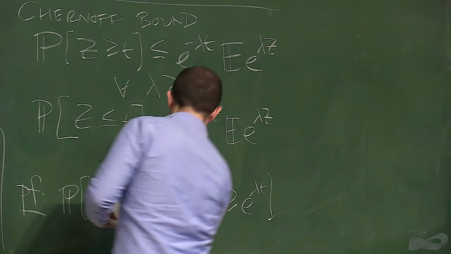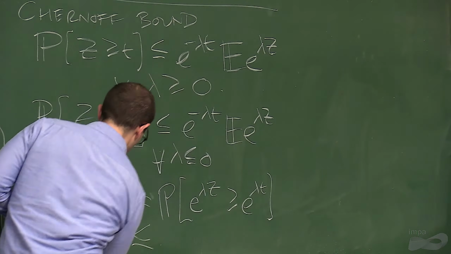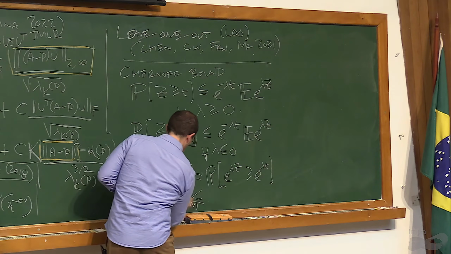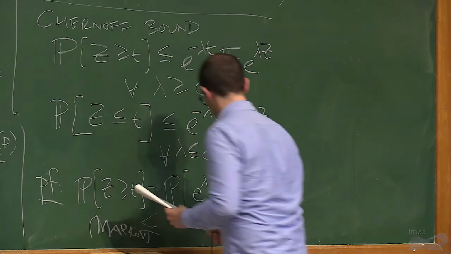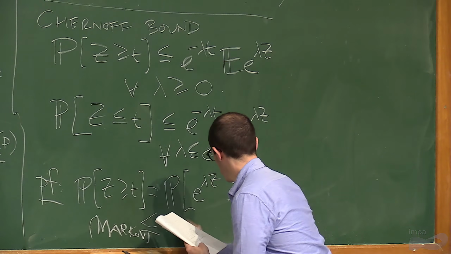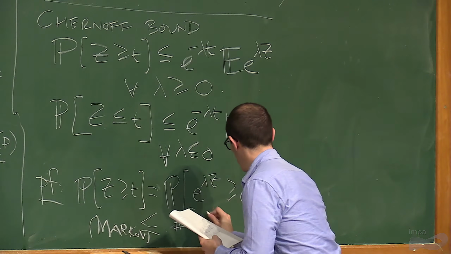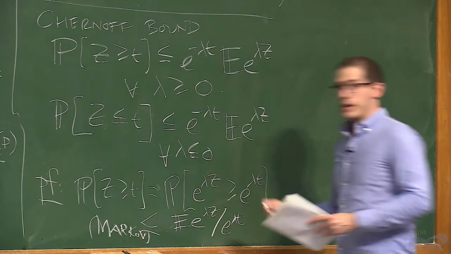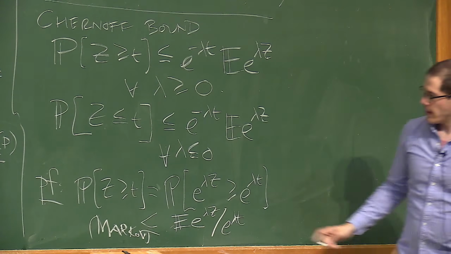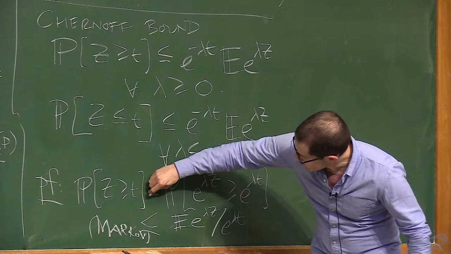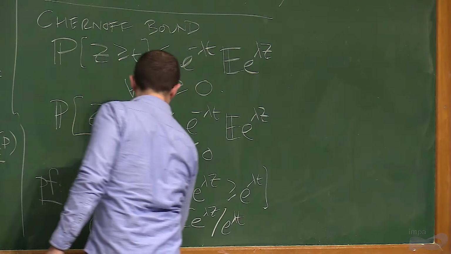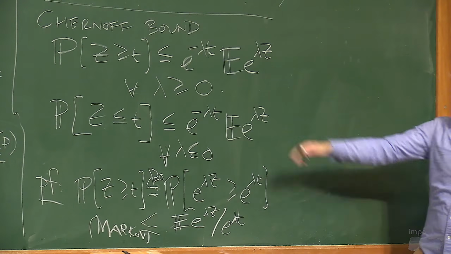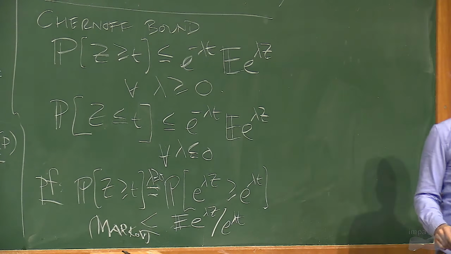Then by Markov's inequality, this thing is at most the expectation of e to the lambda z divided by e to the lambda t. In this equality, we used the fact that lambda was non-negative. For the other direction, of course, lambda needs to be non-positive.